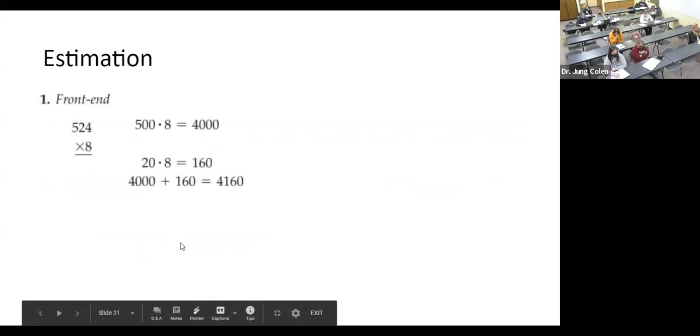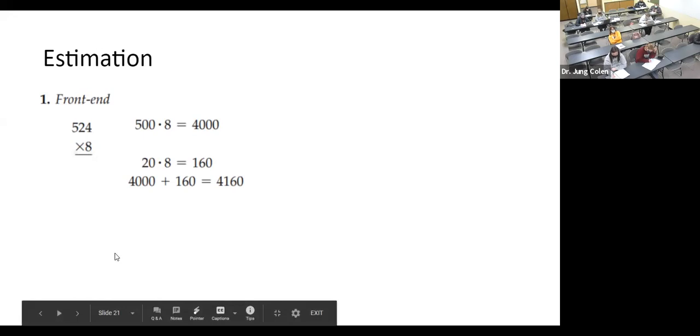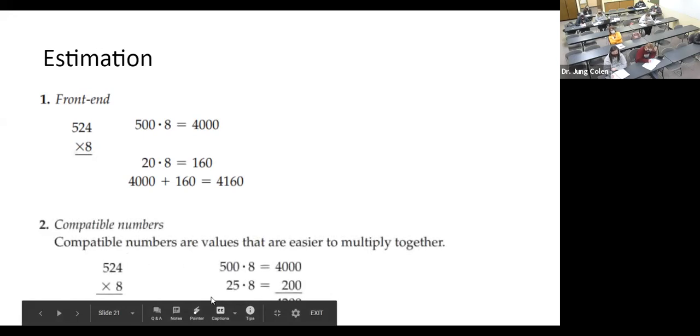Okay. And think about estimation. Again, there are a lot of different ways. You don't need to remember the names, but you need to know how to do that. Okay. Front end. So similar to the mental math, you can just do 500 times 8 plus 20 times 8 plus 4 times 8. For a number like this, it's simple and you can easily find it. But when it gets complicated, you need to think about a different strategy. And compatible numbers is another thing that you can do.